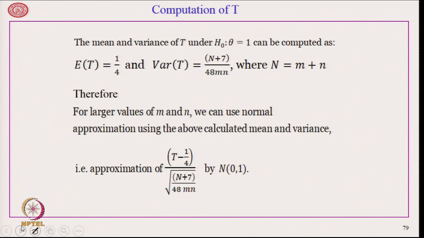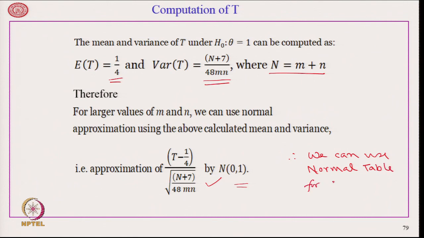However, when the number of samples is large, that is N is equal to m plus n is large, then it can be computed that expected value of t is going to be 1 by 4, and variance of t is going to be (N plus 7) upon 48 mn. I am not going to calculate this, but what it suggests is that for larger values of capital N, (t minus 1 by 4) upon square root of (N plus 7) divided by 48 mn is going to be distributed as normal 0, 1. Therefore, we can use normal table for acceptance or rejection.